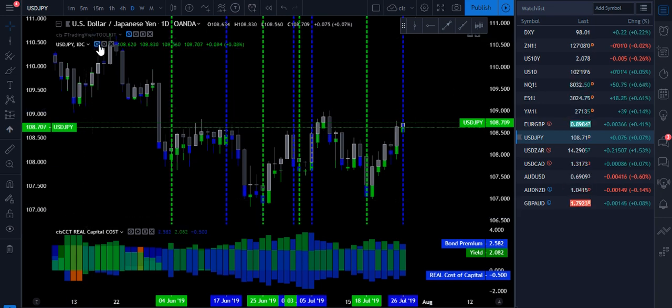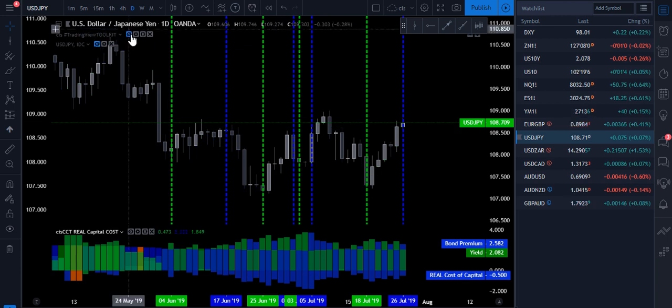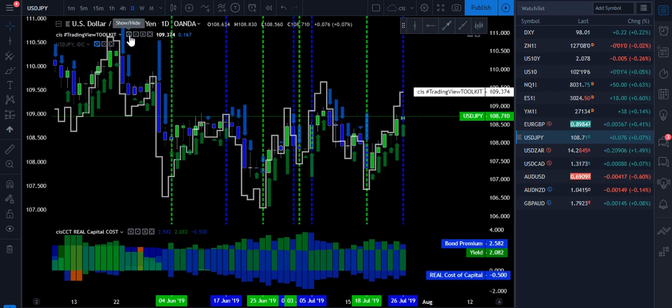So let's disable the QMA analysis and look at what the CIS-GG Pro Metrics algorithm for TradingView Toolkit looks like when compared to the buy-sell conditions marked by the blue and green vertical lines defined by the capital performance standards of Corum's Capitalism Theorem and the CIS-CCT Real Capital Cost Indicator for TradingView Toolkit.